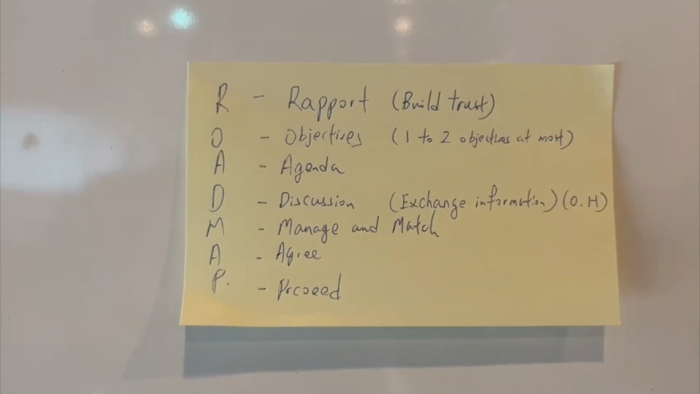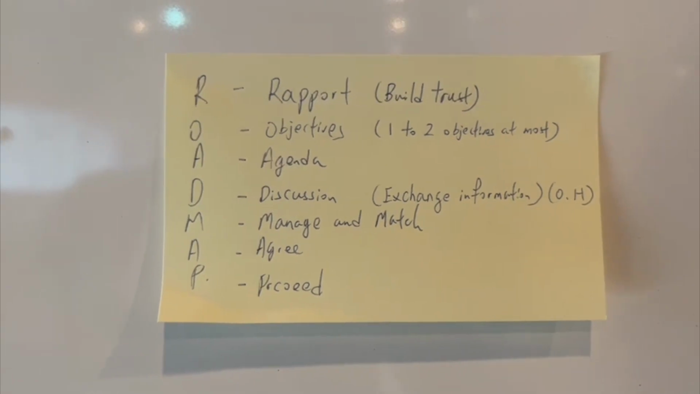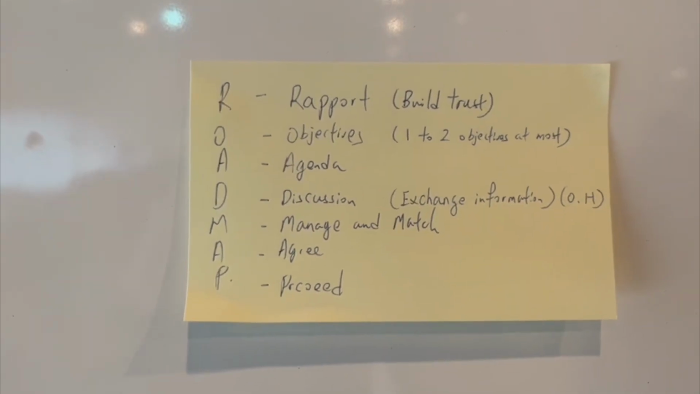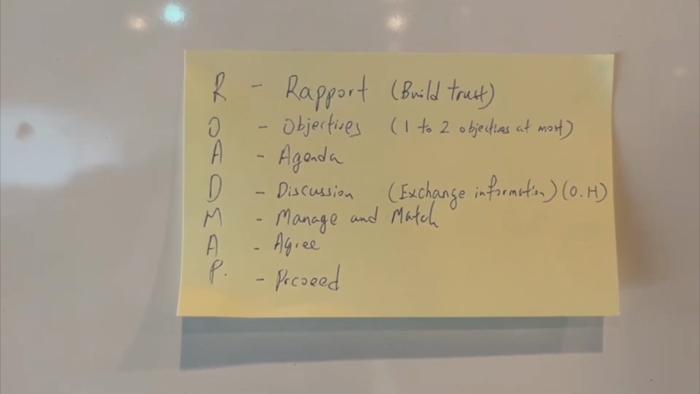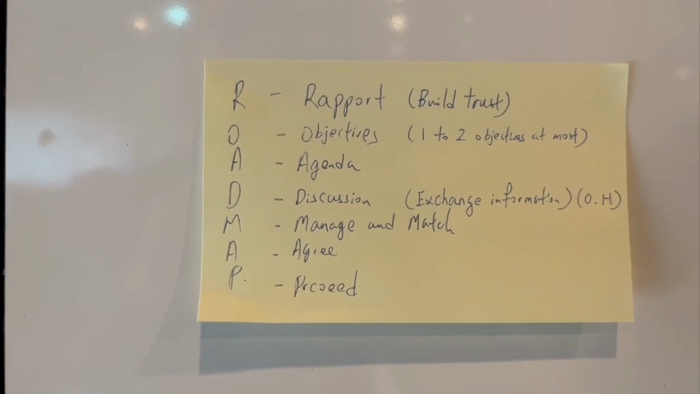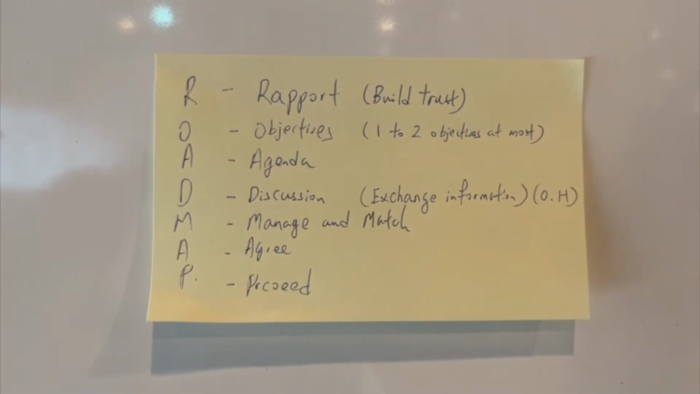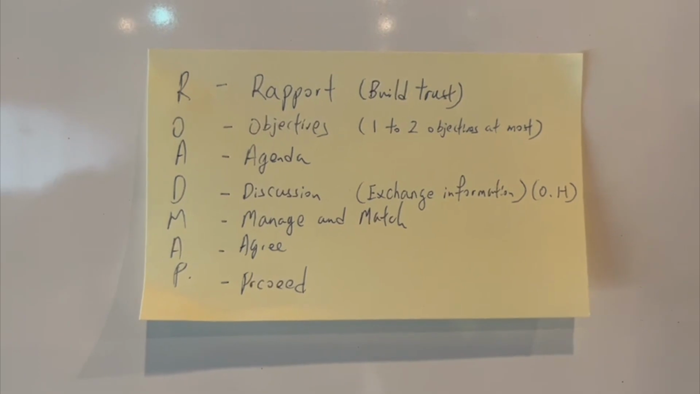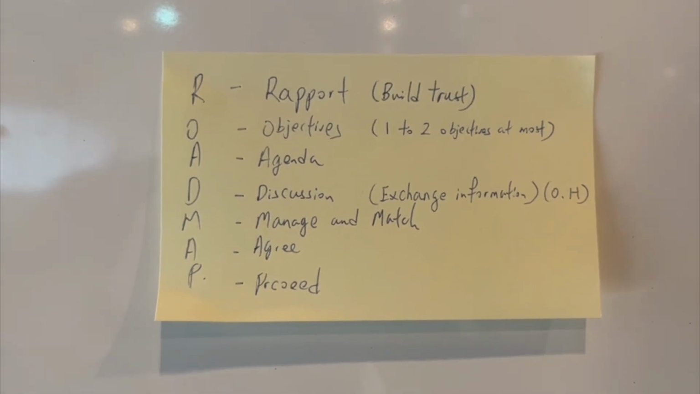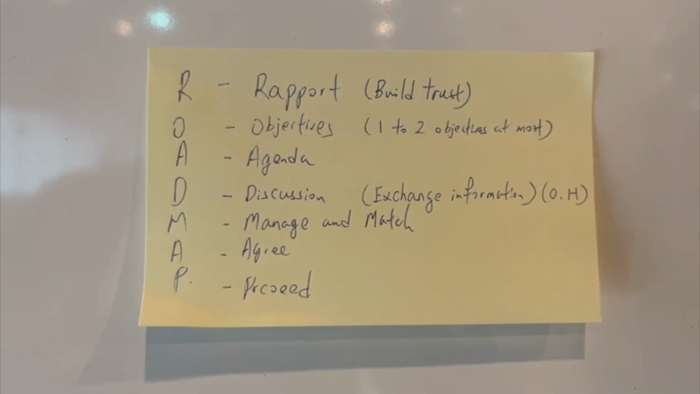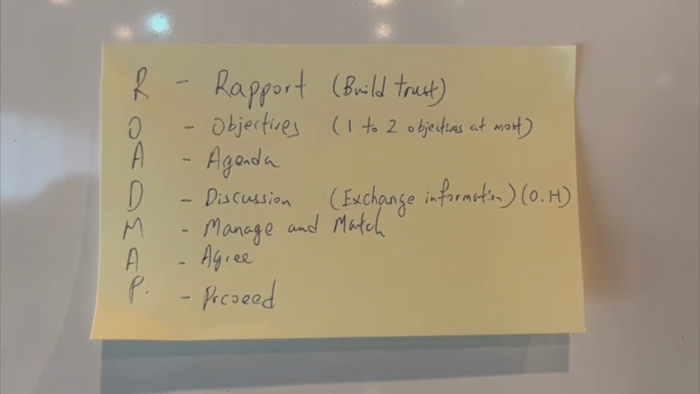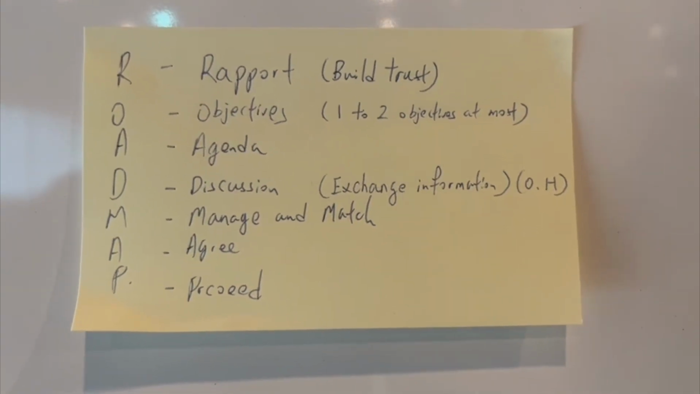The discussion's objective is to exchange information and handle objections. Then we manage and match after the discussion with all the basic information. And then we go to the process to agree on what we have discussed. And then we also want to proceed to the next step or next meeting.